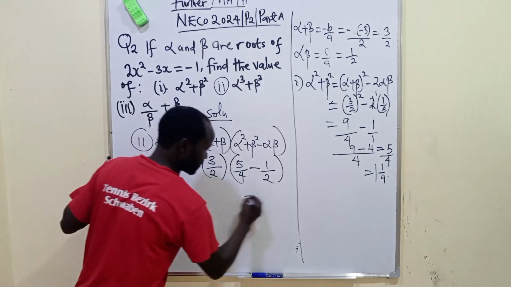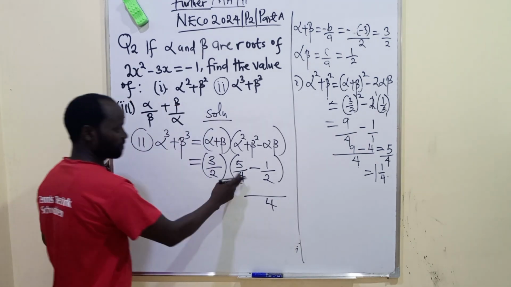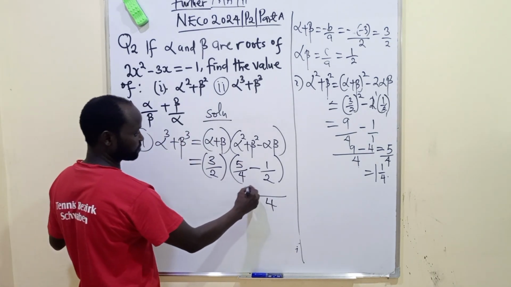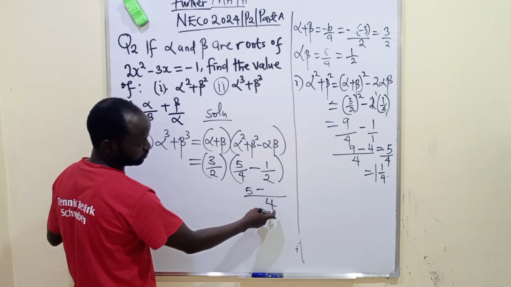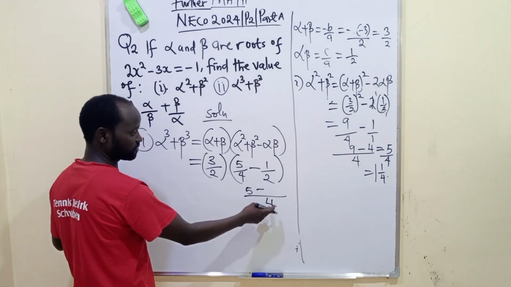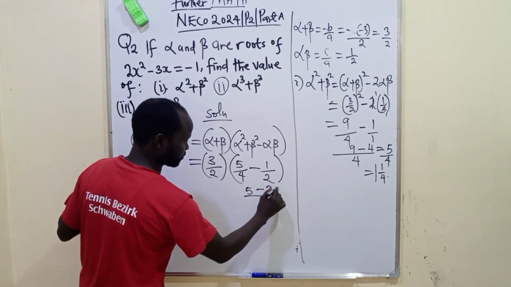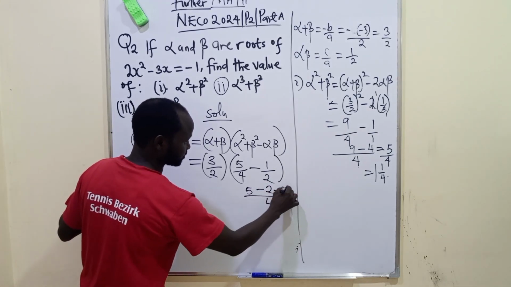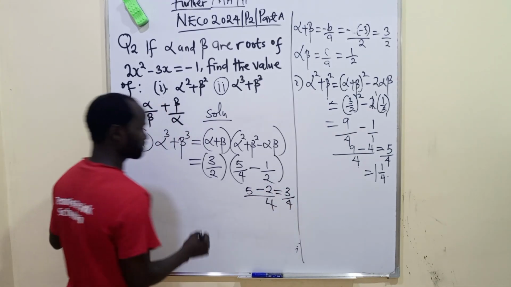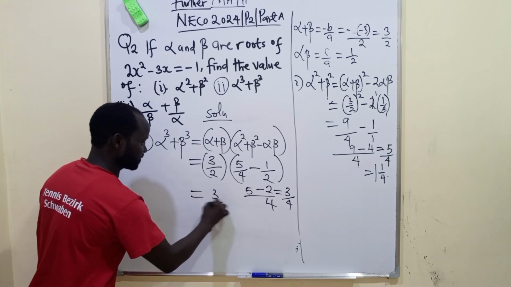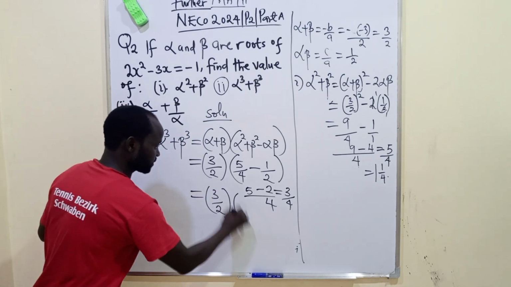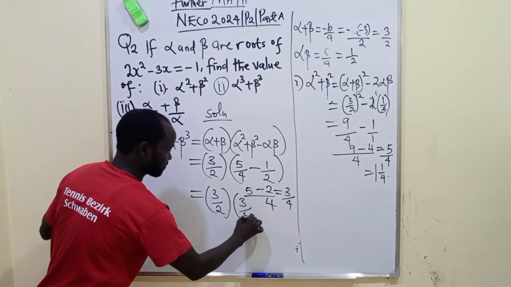So the LCM here is 4. 4 into 4 is 1 times 5. That will be 5 minus 2 into 4 is 2. 2 into 4 means 4 divided by 2 is 2 times 1, 2. So this will be the same thing as 5 minus 2, which is 3 over 4. So this will be 3 divided by 2 in bracket times 3 over 4.